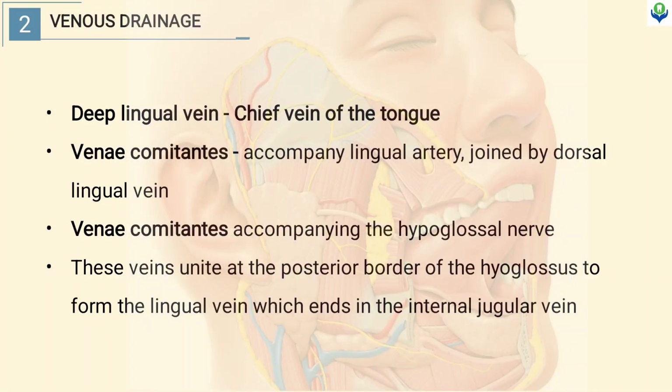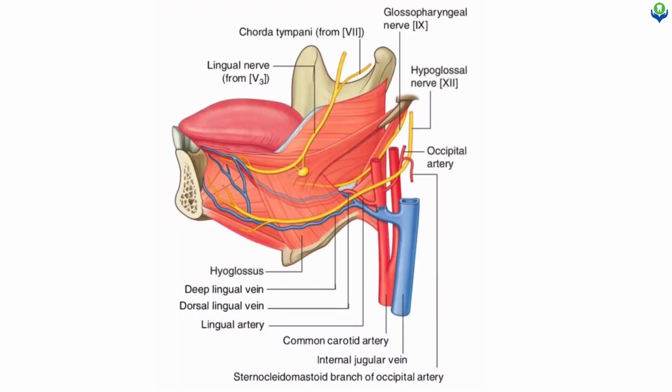Venous drainage. The deep lingual vein is the chief vein of the tongue, seen on the inferior surface of the tongue near the median plane. The venae comitantes accompanying the lingual artery are joined by dorsal lingual veins, along with the venae comitantes accompanying the hypoglossal nerve. These veins unite at the posterior border of the hyoglossus to form the lingual vein, which ends in the internal jugular vein. In this picture, we can see the venous drainage of the tongue also.